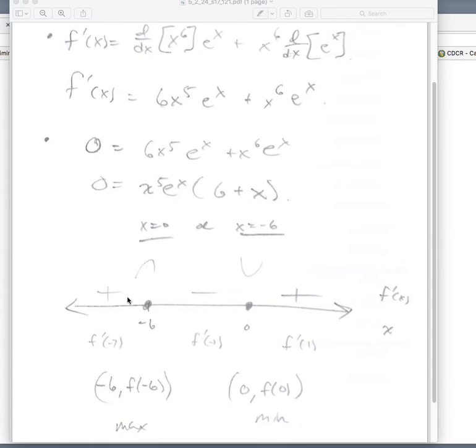So basically, derivative is positive means the function's going up, increasing. Derivative is negative, it goes down, decreasing. So you can see we have a hump. We have a local maximum at -6, f of -6. Now remember to plug it back into f, not f prime, to figure out the y value there. Similarly, going from negative to positive with the derivative, it's decreasing function to increasing function. And we have a local minimum there, a relative minimum at 0, f of 0.